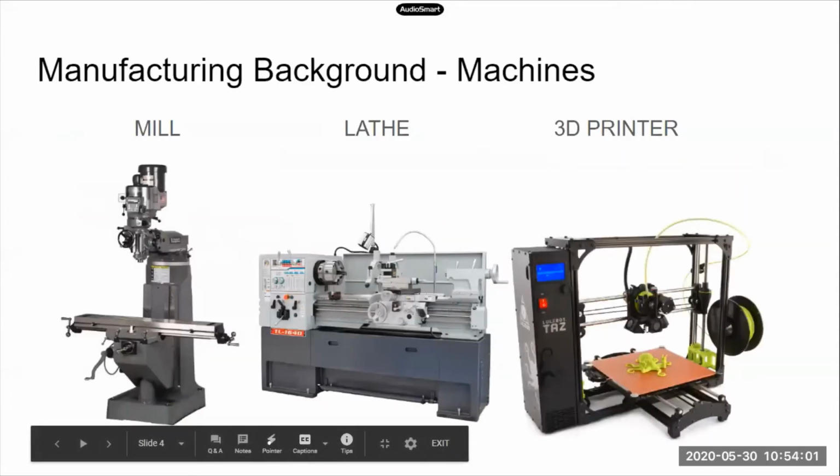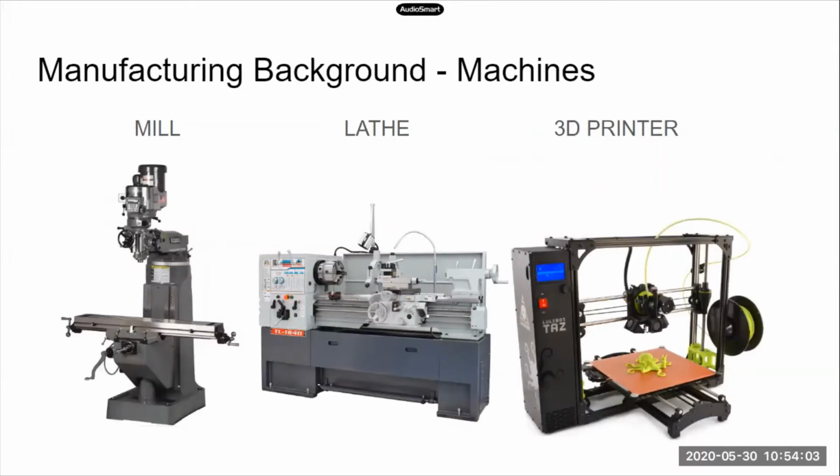All right, so first I'm going to go into three really common machines. We have the mill, lathe, and 3D printer. I know when I first came to Cal Poly, I didn't actually know what some of these looked like. I certainly did not know how to use them, because it's just not something that you necessarily have experience with unless you're in a machine shop environment.